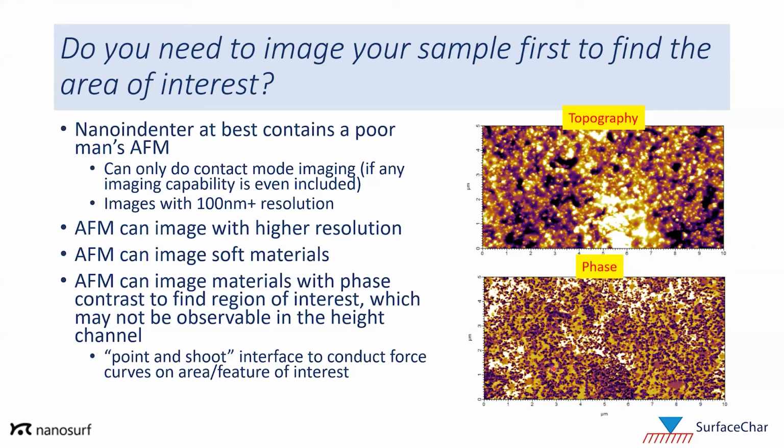So these other channels for looking for your features or areas of interest are available to you through the AFM, and then you can do this point and shoot to select what area you want to do the force curve on, which you don't have access to with the nanoindenter. Like I said, with the nanoindenter, you can only do low-res contact mode imaging of topography.